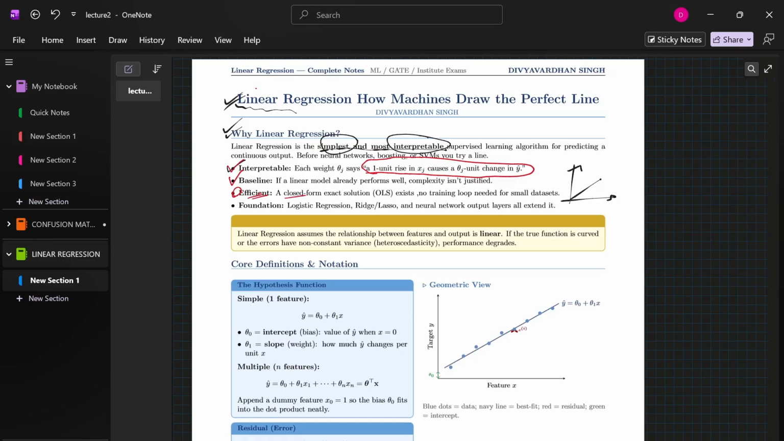Okay, the second advantage is efficiency. For a smaller data set, there's a closed form mathematical solution. So you don't need to train it iteratively. You can solve it with just one equation.